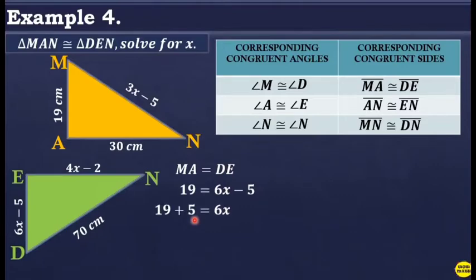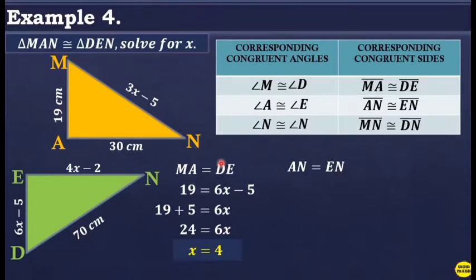So, let us solve. We will have 6x, and 19 becomes plus 5. So, 19 plus 5 is 24. Divide both sides by 6. 24 divided by 6, x is equal to 4. Substituting 4 here, 6 times 4 is 24, minus 5, that is 19. So, it is the same.